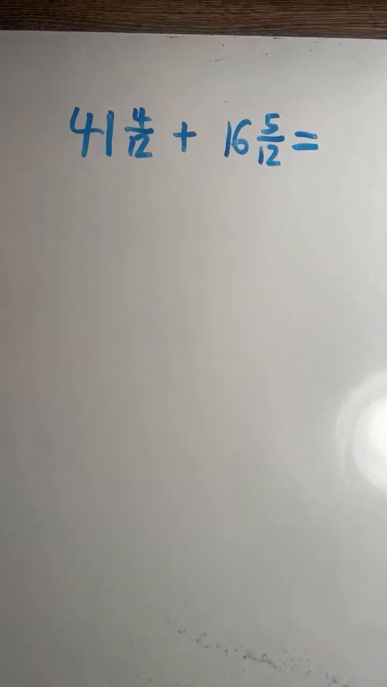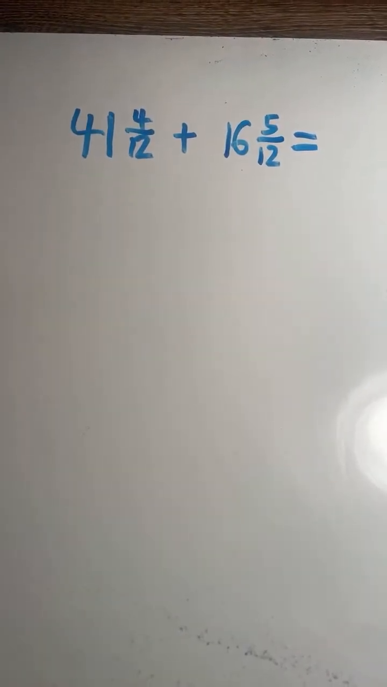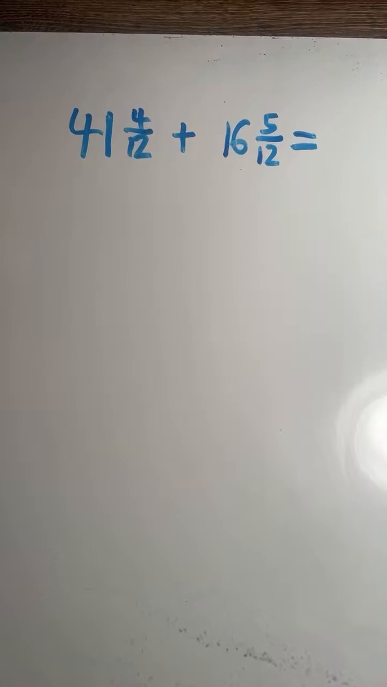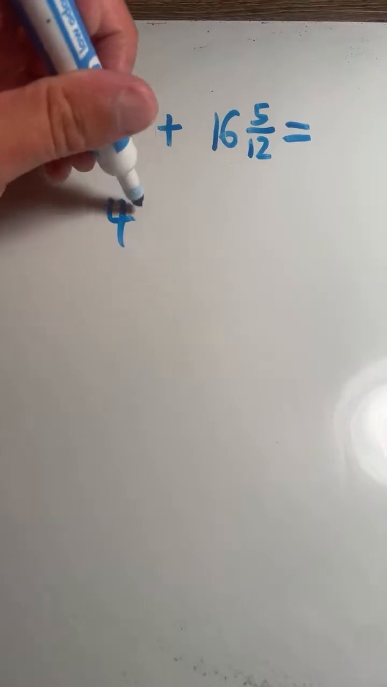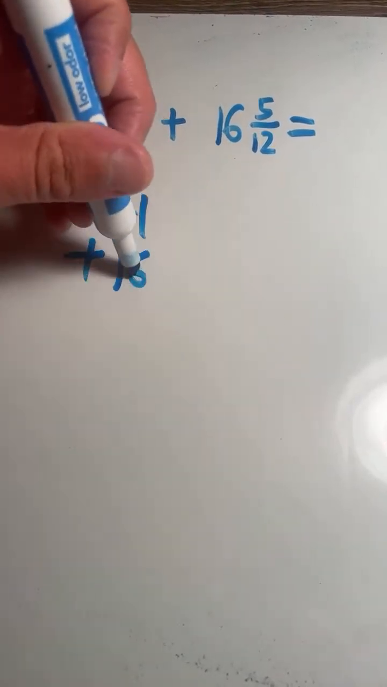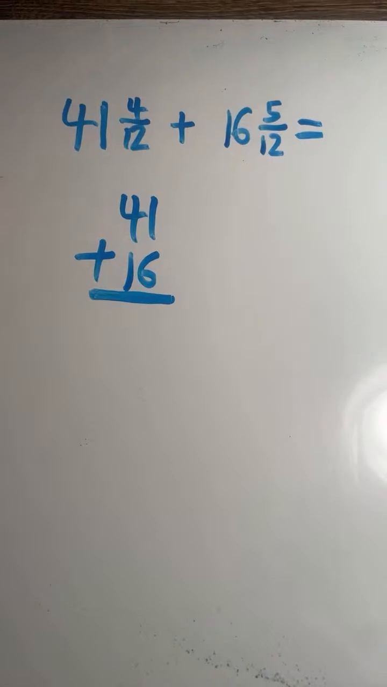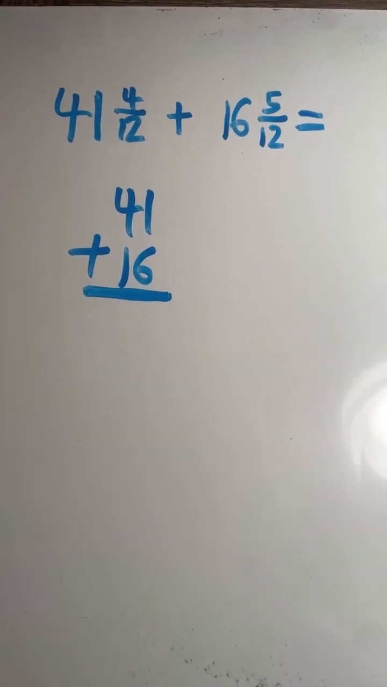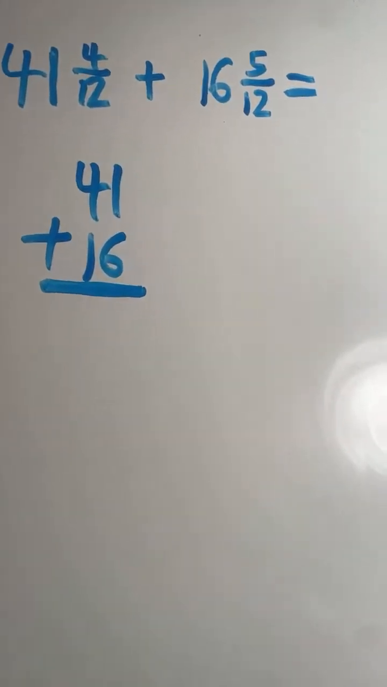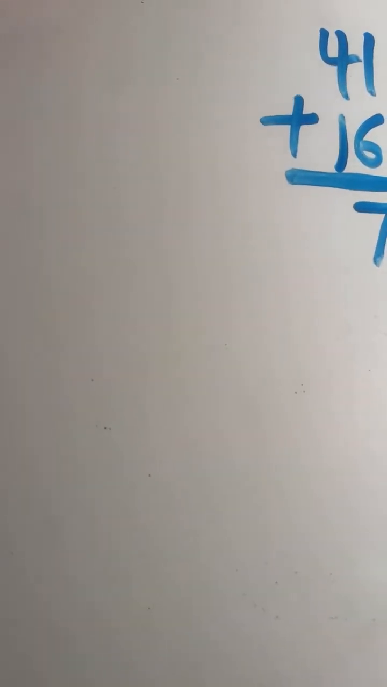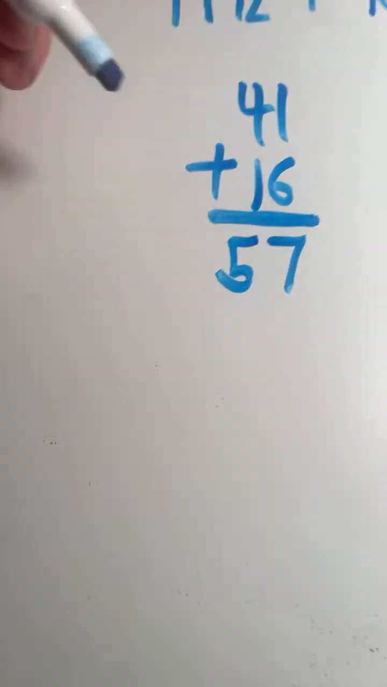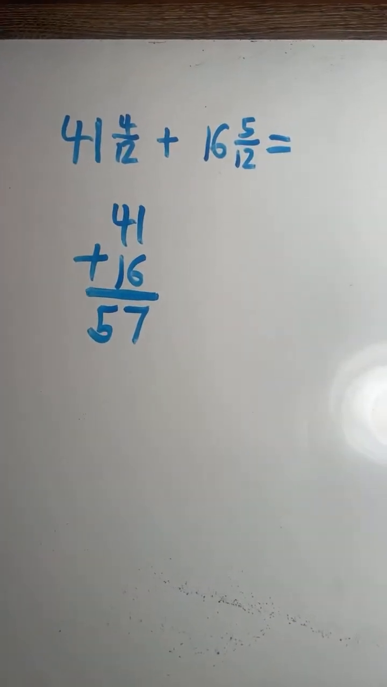So 41 and 4/12 plus 16 and 5/12. So step 1, we add our whole numbers. We're going to add 41 plus 16. If you can't do that in your head, just add the numbers in the ones place and the tens place. So we'll start out 1 plus 6. 1 plus 6 equals 7. Next, 4 plus 1. 4 plus 1 equals 5. So 57 is our whole number.